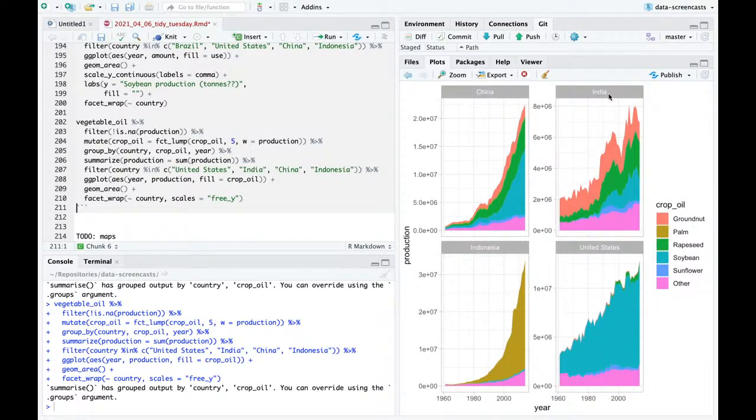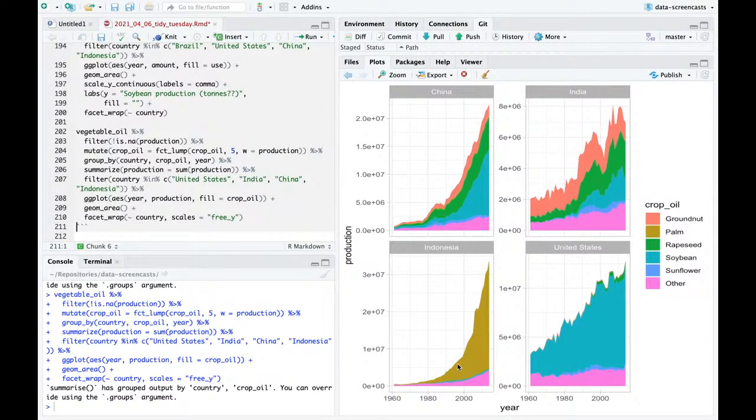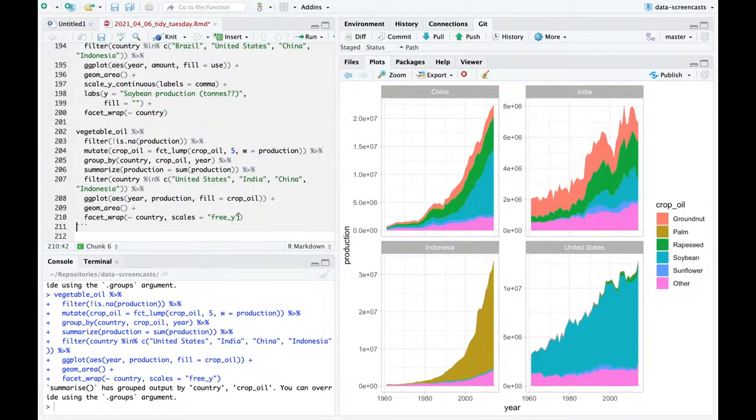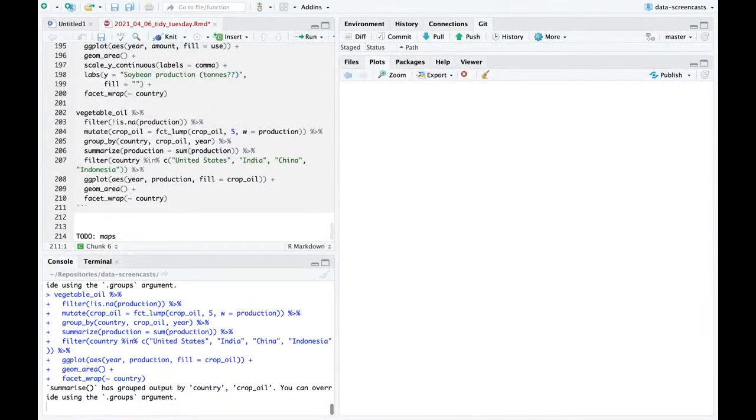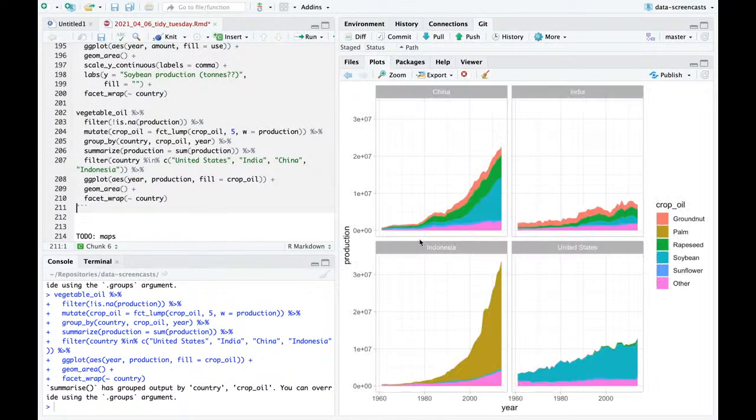All right, so now I can say, okay, wow, I think this is actually pretty cool as a graph. I did scales free. I don't want scales free. Yeah, I think this is a pretty nifty graph, where we can say, okay, Indonesia produces tons of vegetable oil, palm seed, palm, and you can see other ones, soybeans in China and the United States, really well spread out in India, and others pretty consistent across some, though growing in Indonesia.